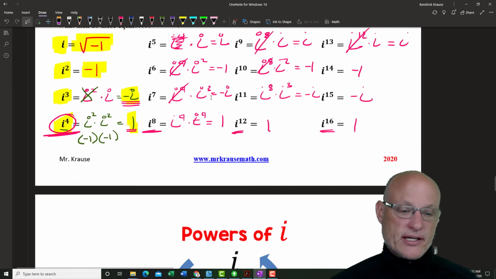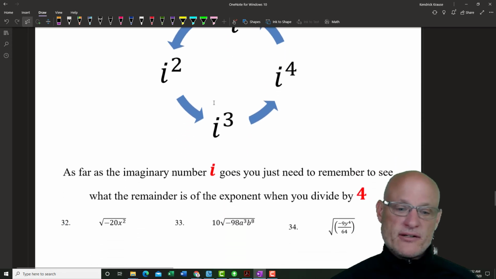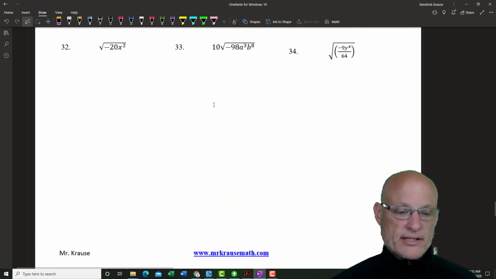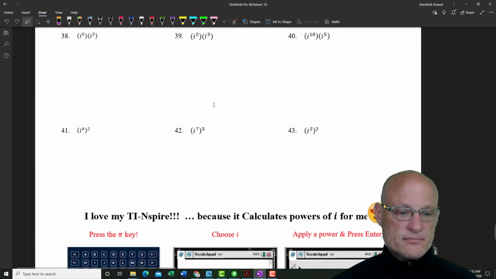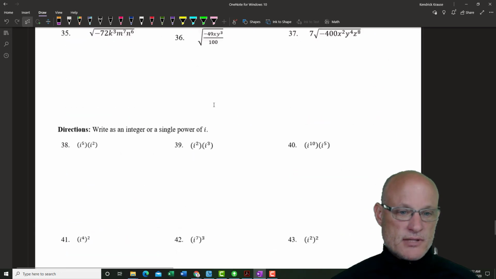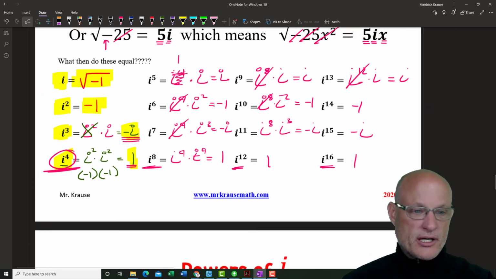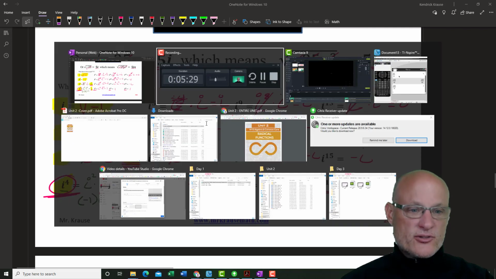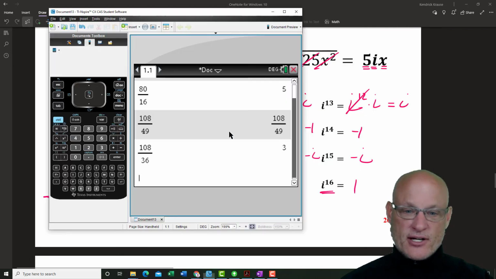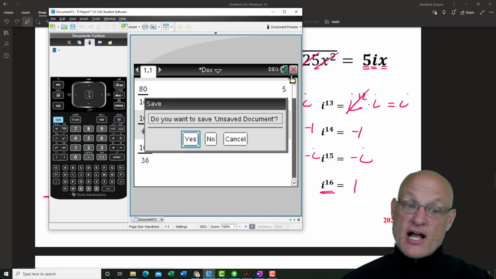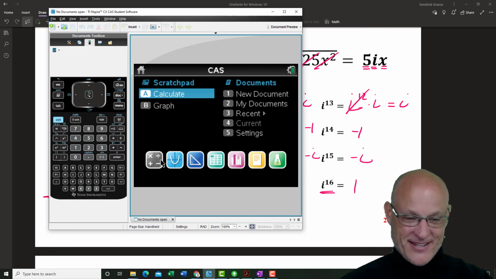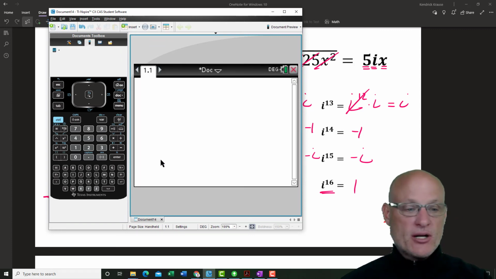Now, the cool thing is, kids, the calculator does it for you. But we're going to get to that in a second. Well, let me just go through that real quick. The calculator is going to do this for us. I'm going to do this at the end. So those of you stressed out about the I stuff, I hope you don't freak out because I want you to be successful in math. The calculator will do this for us.